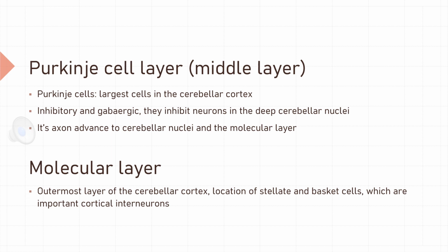The molecular layer is interesting. It is the outermost layer, and it contains a dense network of interconnecting fibers, including dendrites of Purkinje cells, axons of granule cells, and various types of interneurons, such as stellate and basket cells.